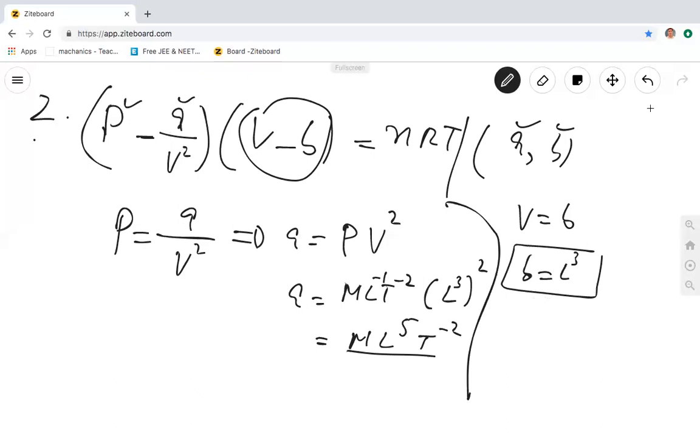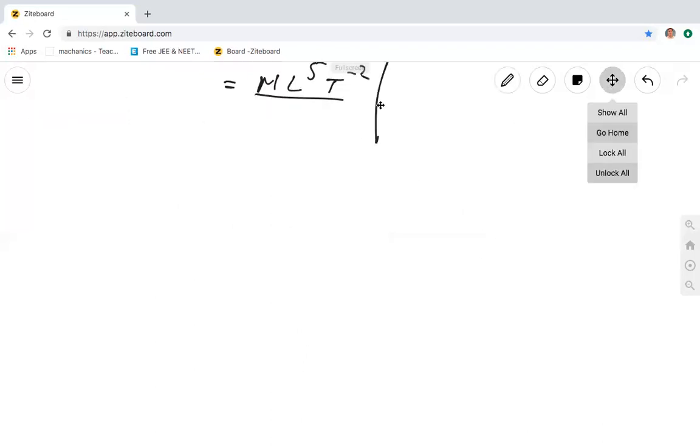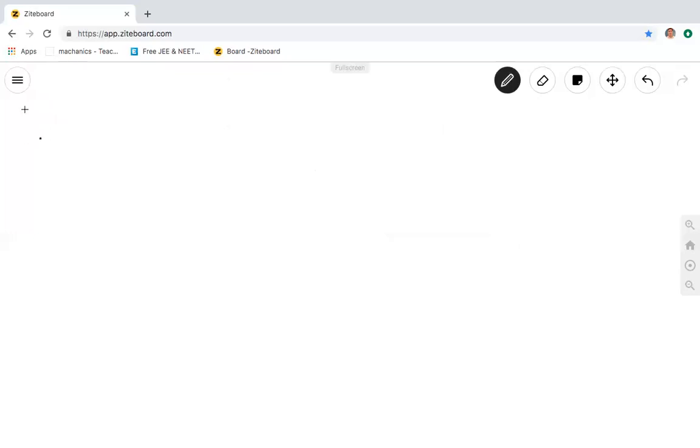Okay. Now I want to give you some additional information about these dimensions, which is very useful. Third, additional information is, you see, theta, angle, or phase is dimensionless. Because that is defined by arc by radius. Both are lengths, therefore dimensionless.